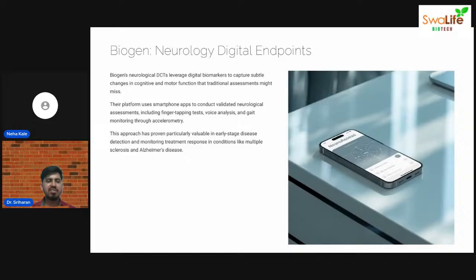While we're doing the traditional study itself, we can miss most of the motor activity of the patient. Neurological missing takes place. So Biogen does the neurological digital endpoint using a digital biomarker like a smart app. They assess the mobility and motor function of the patient. Using this, early prevention takes place.